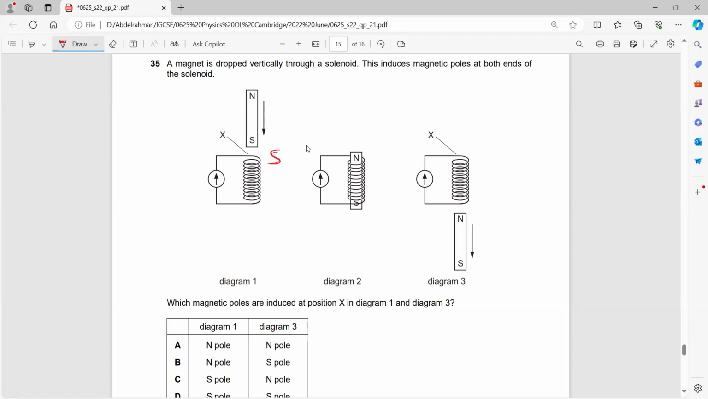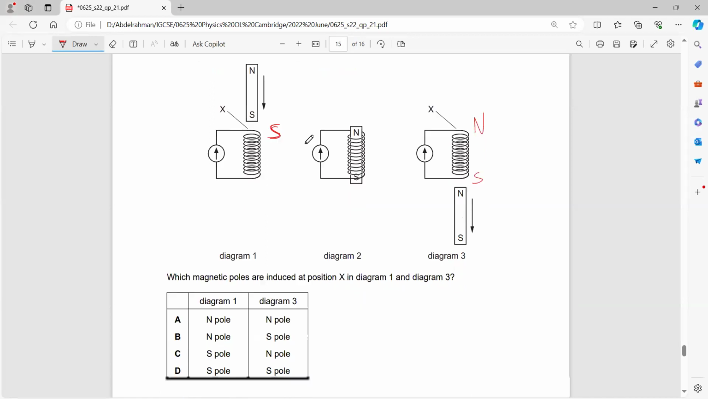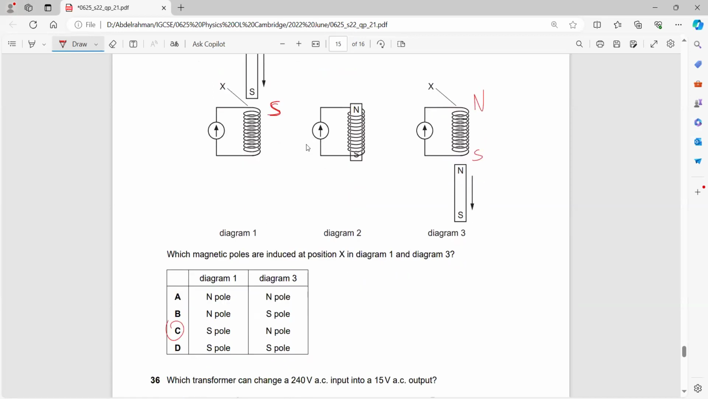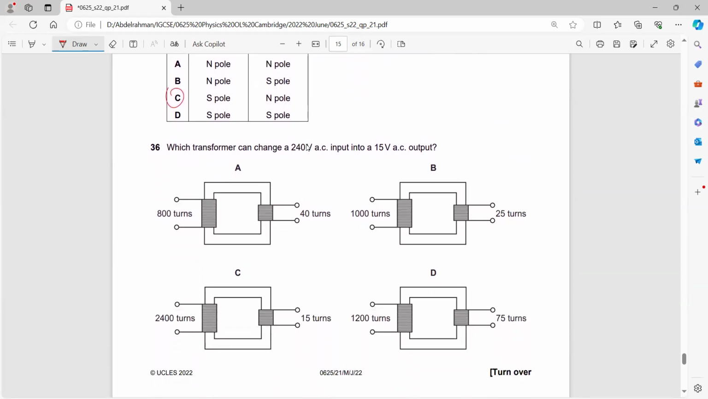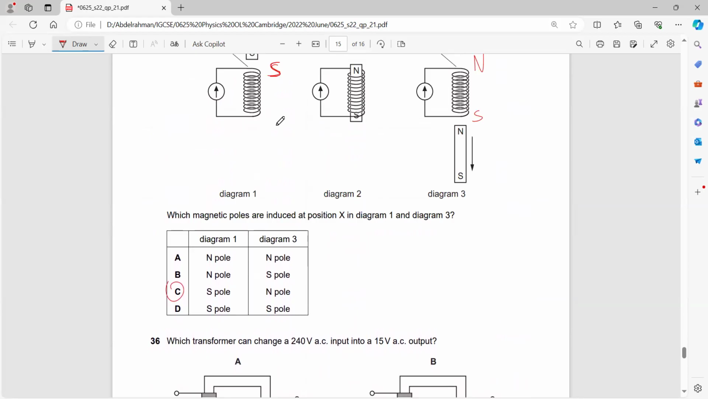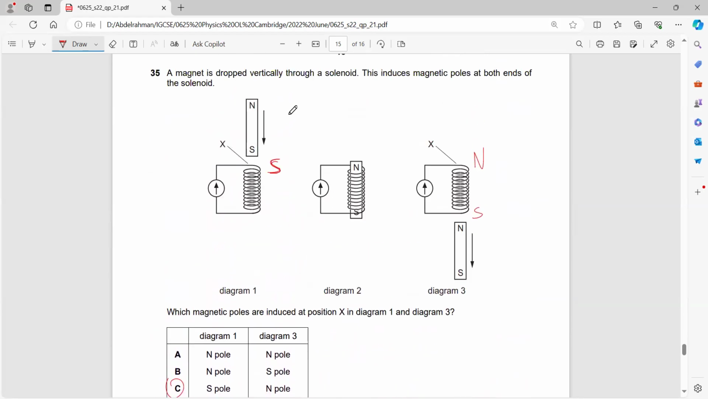When you leave, it's attraction. So this would be south, and the other one would be north. So it would be C. While moving into the coil, it would repel. While moving outside the coil, it would attract. Into repulsion, out of attraction.